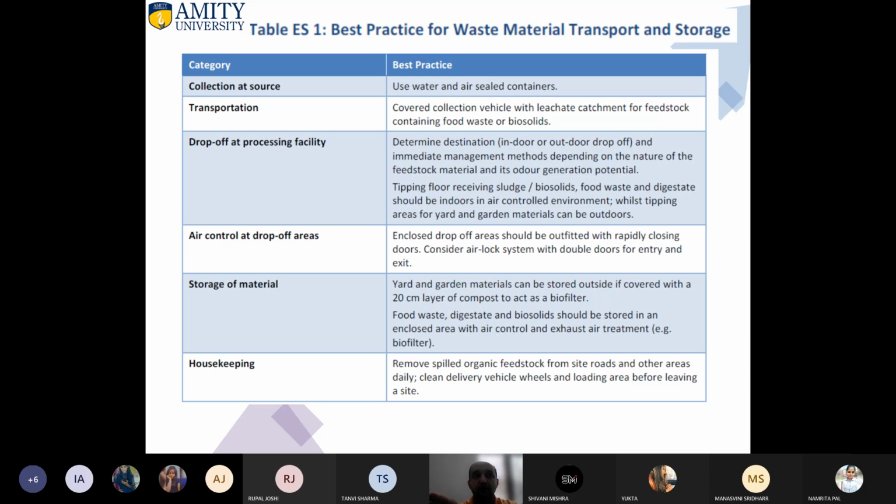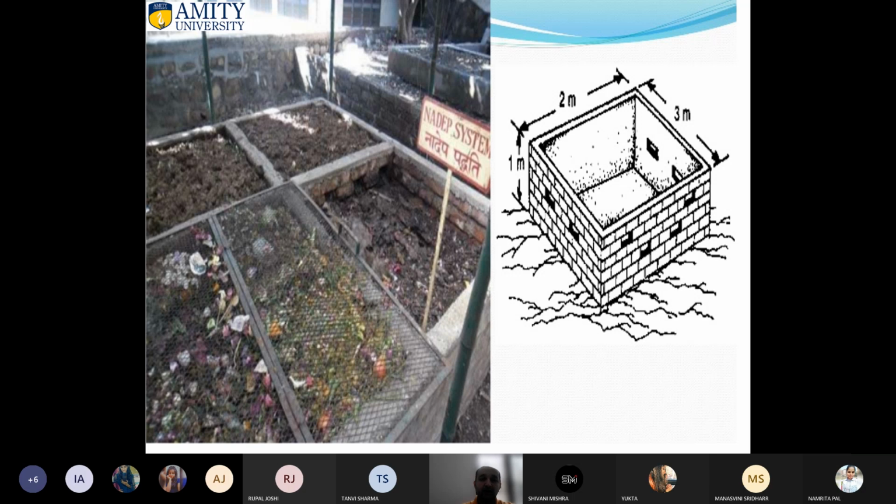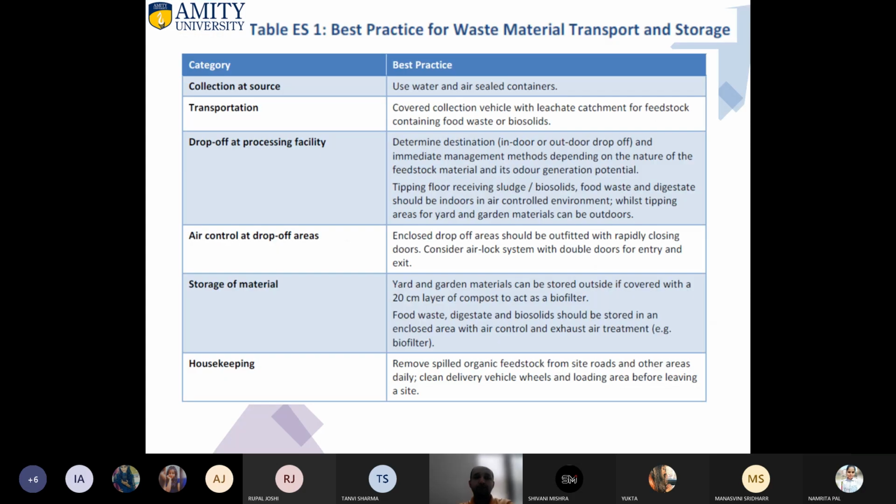Compost ki jo natural jagah hoti hain, jahan maine aapko dikhaya tha that they have created the sites like these, they used to have this covered up from all the places so that water may not leach out. Apart from it, you can have plastic sheets, kyunki plastic decompose easily nahi hota hai, so that water may not seep through below and create problems in the groundwater or at any level. So that is the drop off at the processing facility.